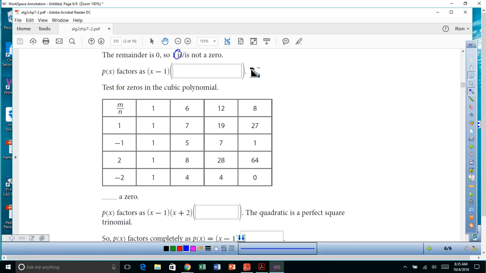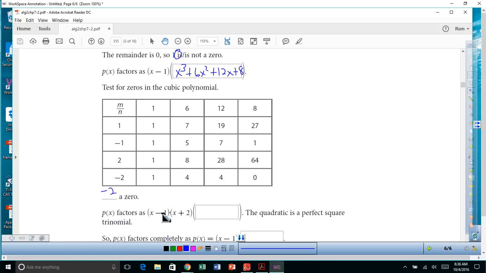So you got x minus 1, and then that gives you x cubed plus 6x squared plus 12x plus 8. Well, we can still use the same factors because we're trying to find factors of 8. That's plus or minus 1, 2, 4, and 8. So we try 1 again, and we get 27. Negative 1, we get 1. 2, we get 64. This time we try negative 2, and we get 0. So negative 2 is a 0.